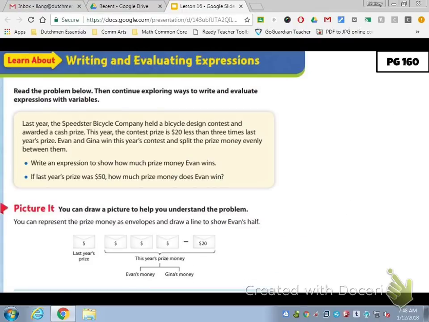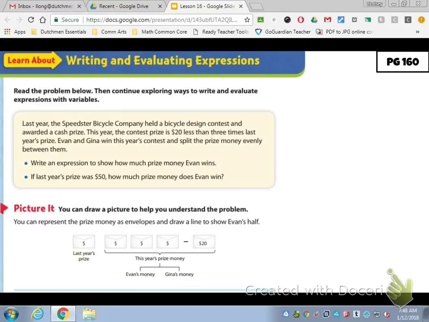Okay, writing and evaluating expressions. Last year, the Speedster Bicycle Company held a bicycle design contest and awarded a cash prize. This year's contest prize is $20 less than 3 times last year's prize. Evan and Gina win this year's contest and split the prize money evenly between them. Write an expression to show how much prize money Evan wins. If last year's prize was $50, how much prize money does Evan win? So two questions here once again.